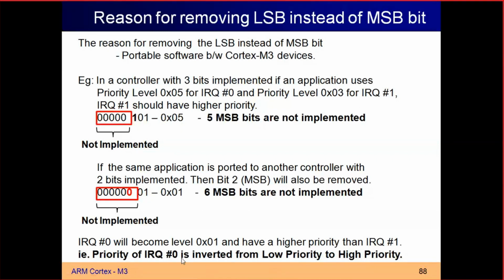Right. IRQ 0 will be having high priority when compared to IRQ 1. So this problem arises because you are trying to remove the MSB bits when you are porting application between different Cortex M3 devices. So in order to overcome this disadvantage, they are not removing the MSB, they are removing the LSB. Right, so this is the reason for that.